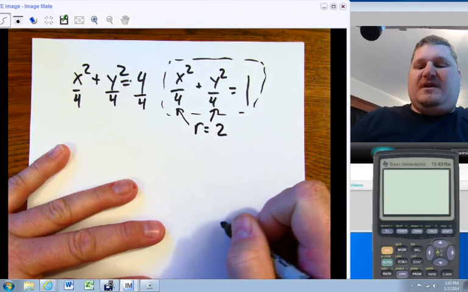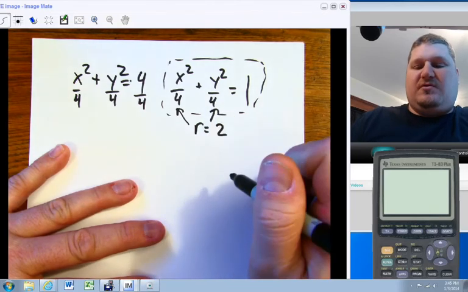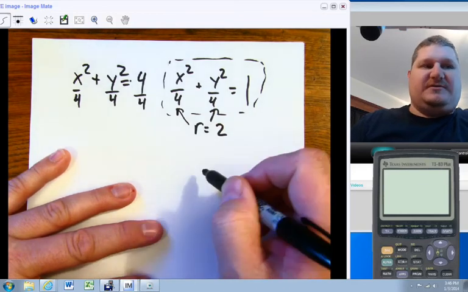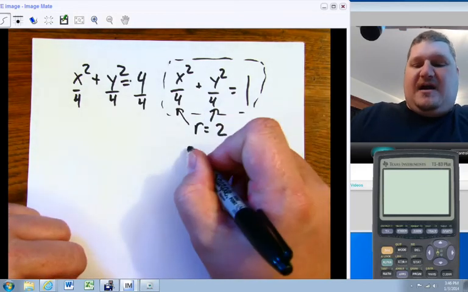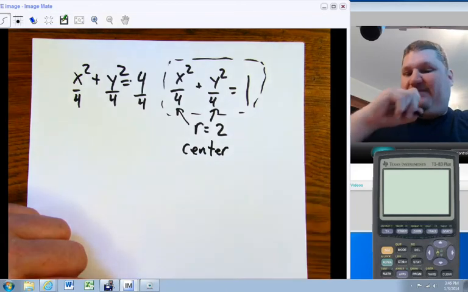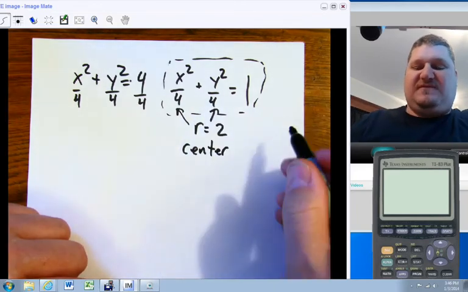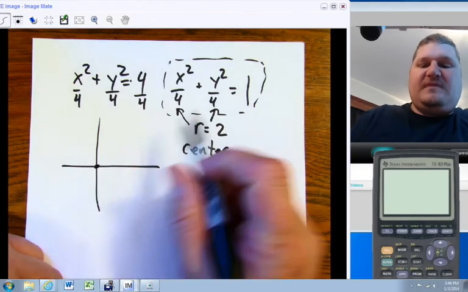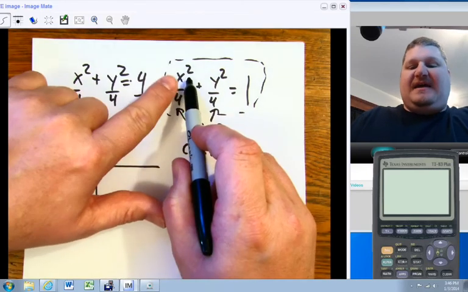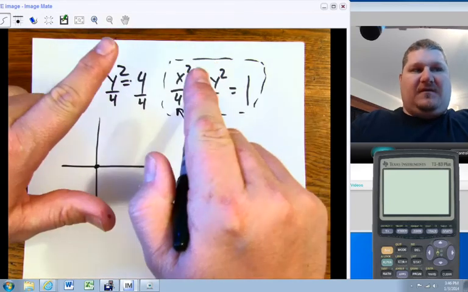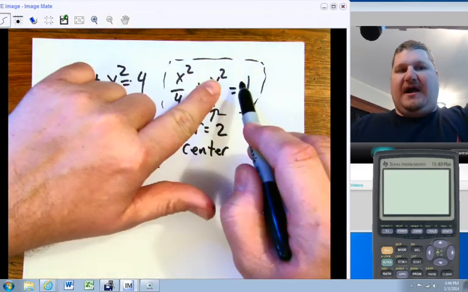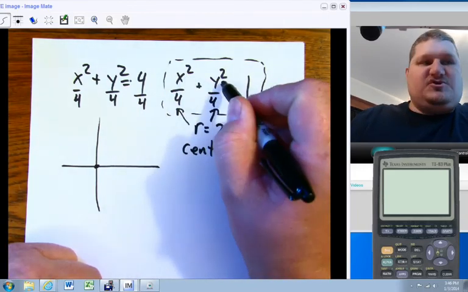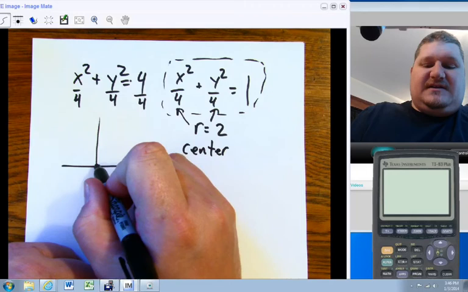Now we don't need to worry too much about plus or minus when we do the square root, because whatever our radius is in a circle, it's going to go 2 in every direction. So what we need to know now is what's the center. Now, the center means how much is it shifted. Well, a circle should be centered at 0, 0. And if I had a shift, it would be x plus or minus some value, y plus or minus some value. Since I have no shift in the x and no shift in the y, I'm going to leave my center at 0, 0.